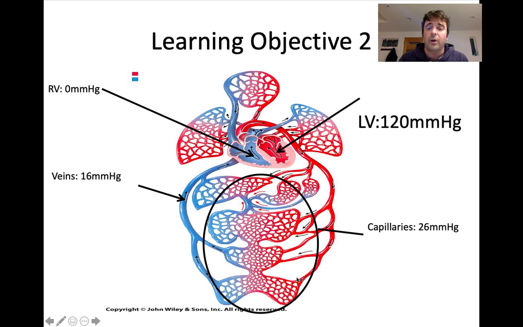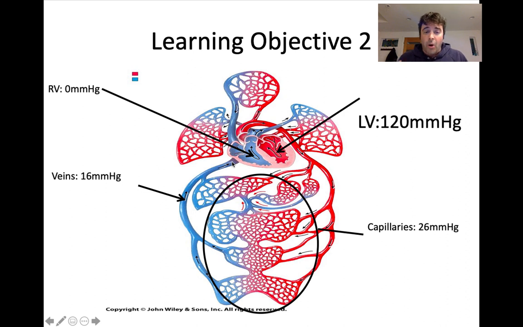After blood has flowed through the capillaries, which have a much lower pressure because blood is flowing from areas of high pressure to low pressure, so arteries are a much higher pressure system than capillaries, that blood is then drained by veins. Now, you'll notice that veins, which are blood vessels that bring blood back to the heart, have a much lower pressure than even capillaries. In fact, veins are one of the lower pressure portions within the entire system. And the functional role of a vein is to bring blood back to the heart.